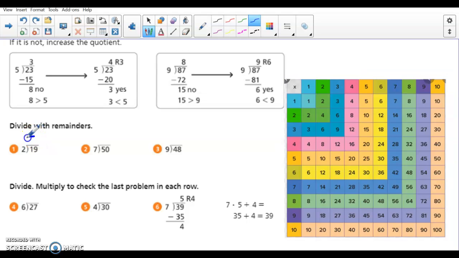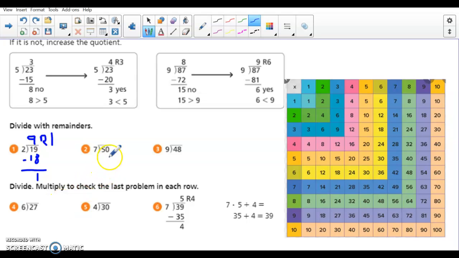I go straight up the purple column, and I see it's 2 times 9. So the way I would write this is my quotient is 9. Well, 9 times 2 is 18. I found 9 equal groups of 2, so I'd have to take that out of my total, and I'd have 1 left over. So my remainder is 1.